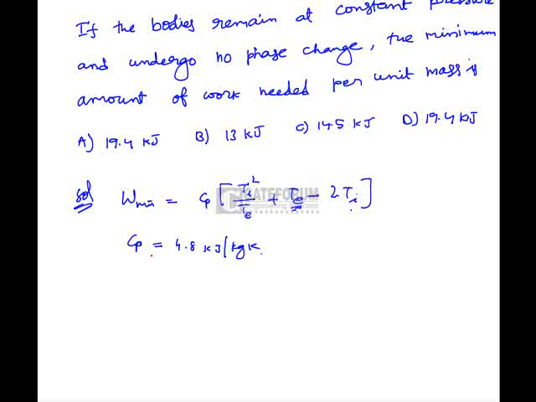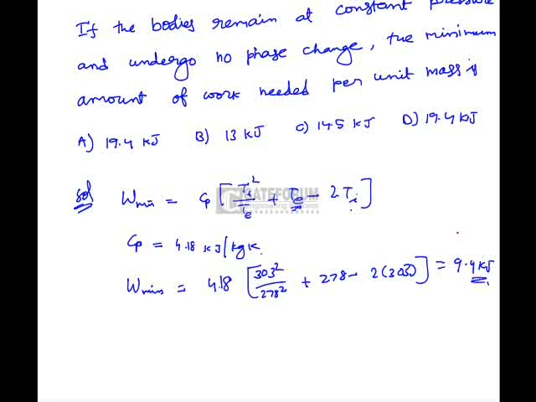So here the mass of the fluid is 1 kg, so the minimum work required is equal to 4.18 into Ti square by T, where the initial temperature is 30 degrees centigrade, that is 303 Kelvin, and the final temperature is 5 degrees centigrade, that is 278, plus 278 minus 2 into 303, which gives a value of 9.4 kilojoules. So in the options, D is the right answer. This is 9.4, and D is the right answer.